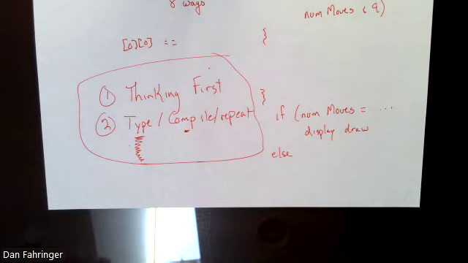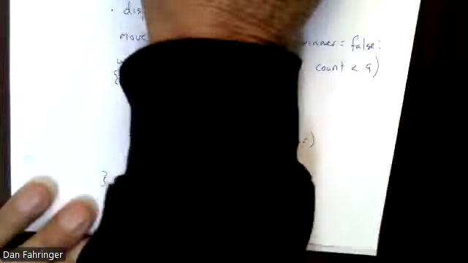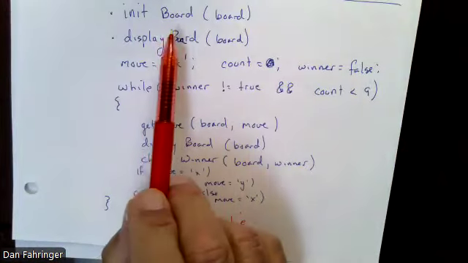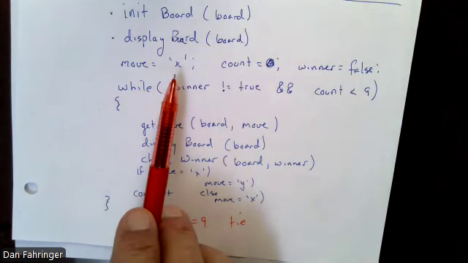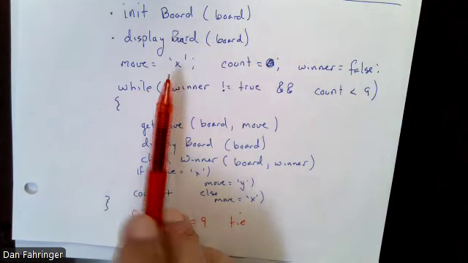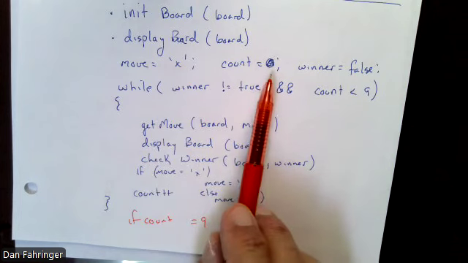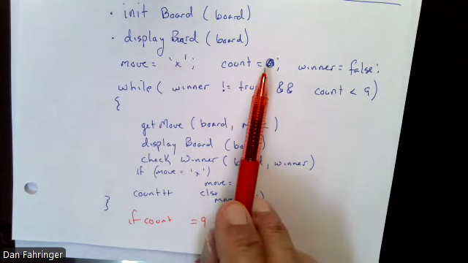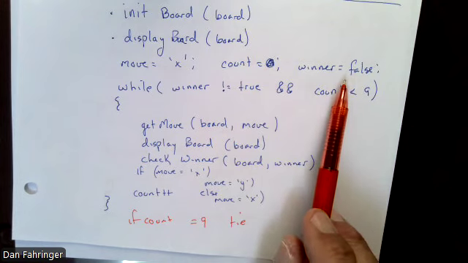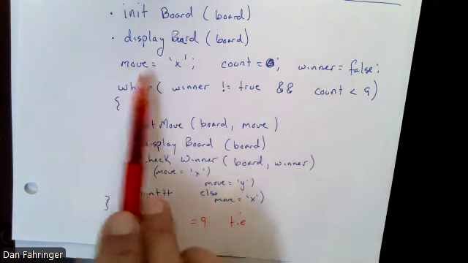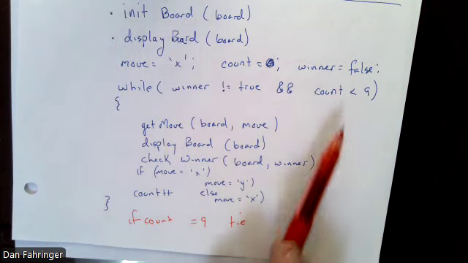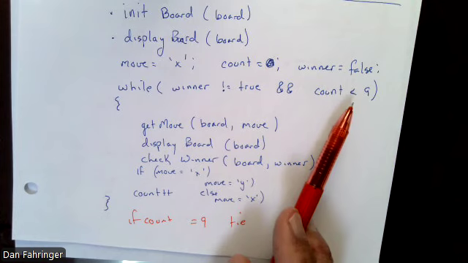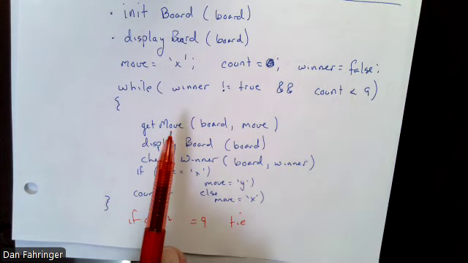Okay. Questions. Here's an old one. A little more of an algorithm. Initialize the board, display the board, move equals X. Okay, we talked about that. Count equals 0. We know we have that 9 count thing going. Winner equals false. So this is a bunch of upfront stuff. What am I repeating? We said winner not equal to true and count less than 9, 0 through 8. Get the move.